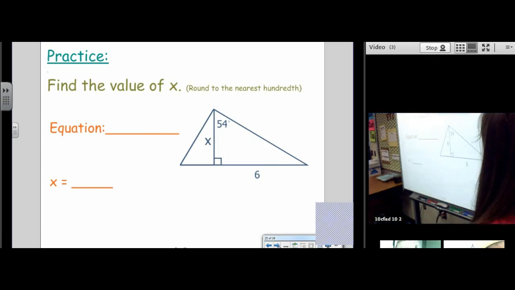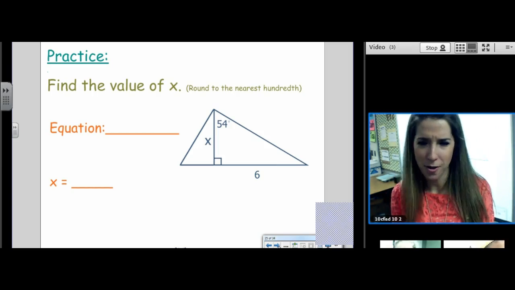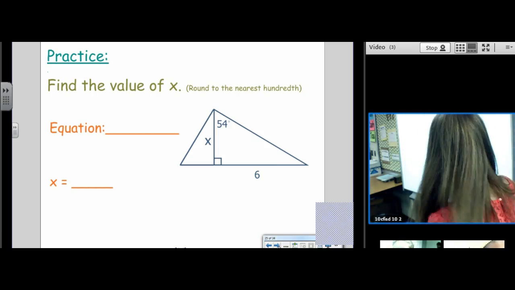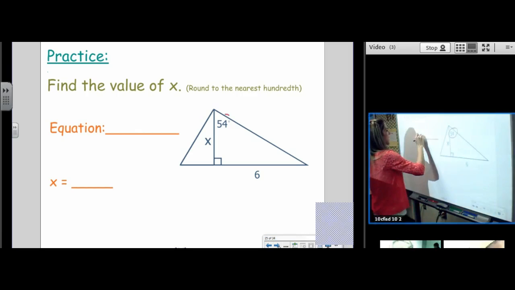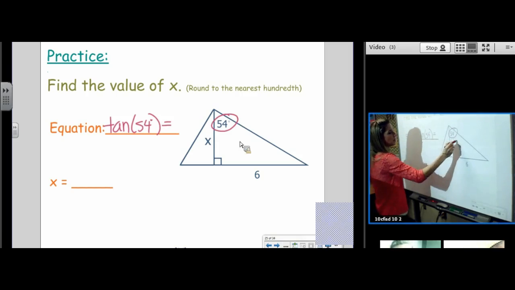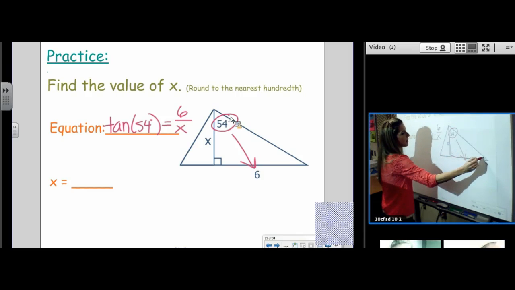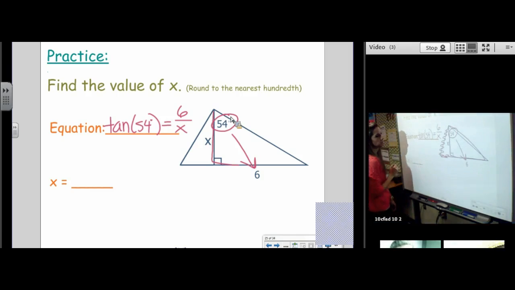This one was probably trying to trick us by drawing the altitude of the triangle, but it's not going to make it any different for us. We're going to circle the angle as always. We're going to write tan. We always put the angle in the tan function. And then we want to do opposite over adjacent. We are working with this triangle right here. We're not really worried about that part right there.